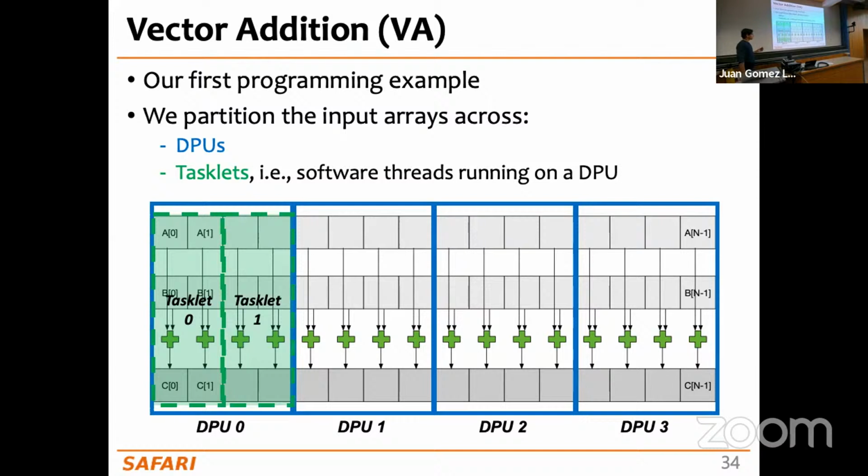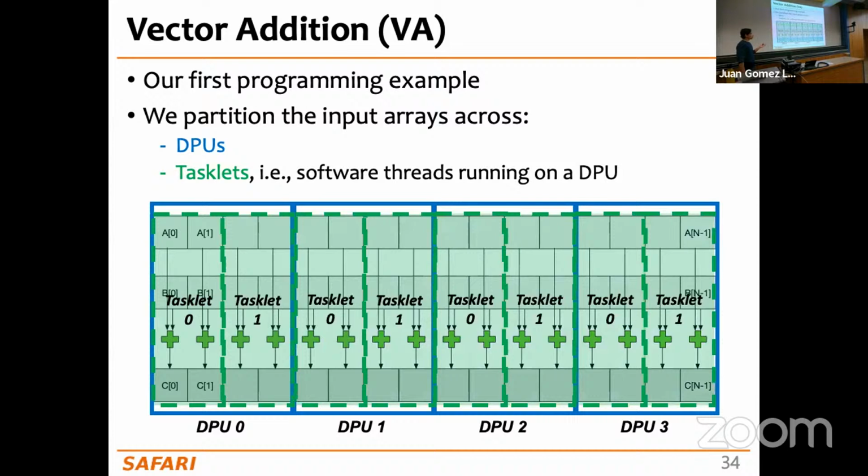These threads are called tasklets in UPMEM terminology, but you can call them software threads if you prefer, or PIM threads, or whatever you prefer. And we would do a similar distribution of the work in other DPUs. As you can see, the indices of the tasklets or the PIM threads are repeated from DPU to DPU. So here we have tasklet 0, tasklet 1. Here we have tasklet 0, tasklet 1.